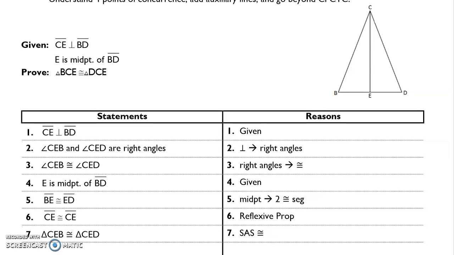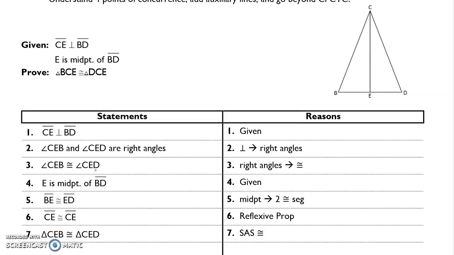And it says that because segment CE is perpendicular to segment BD, which was given, then I have two right angles because perpendicular tells us right angles, and they're congruent because right angles are congruent. E is a midpoint of segment BD, so I have two congruent segments because midpoint implies two congruent segments. I remember the reflexive property, and now by side angle side congruence, my triangles are congruent.